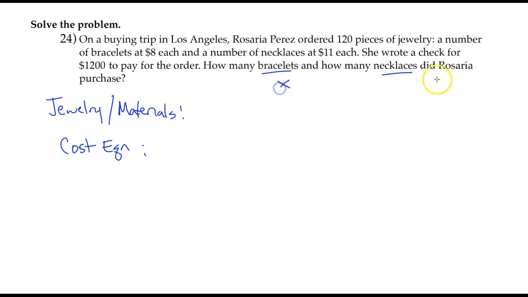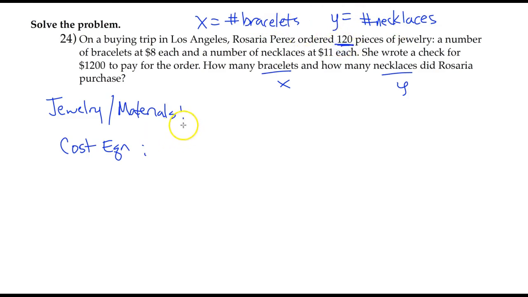If we let X be the number of bracelets and Y be the number of necklaces, and I'll go ahead and define my variable here, X is the number of bracelets, Y is going to be the number of necklaces, then what we know is that all the bracelets plus all the necklaces has to end up being 120. So X plus Y has to be 120.